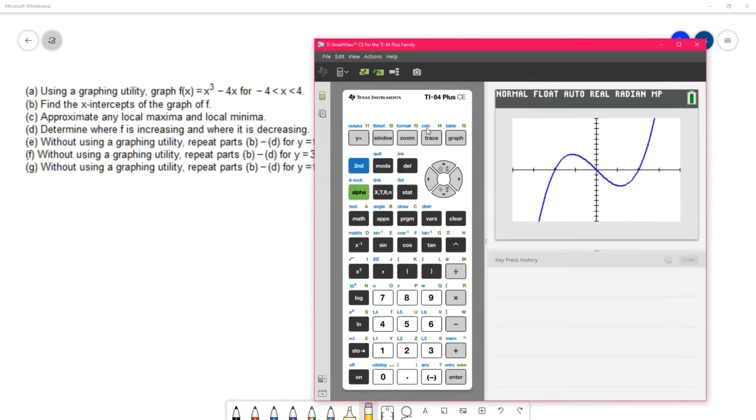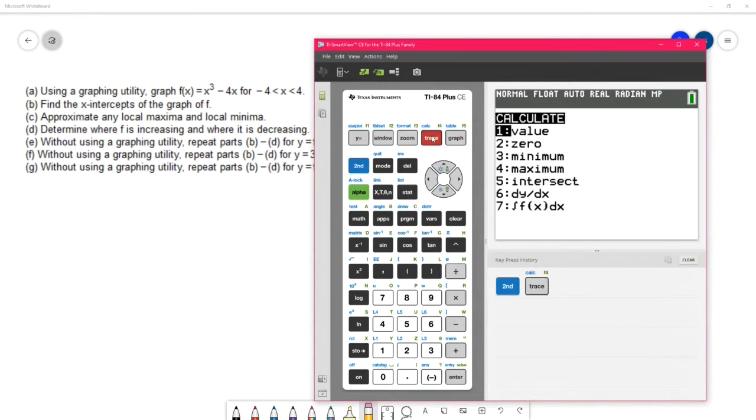So your calculator has a feature in the calc menu. So let's go second trace to get in that calc menu. And this number 2 here is titled zero. And a zero of a function is also the x-intercept of the function. So we're going to be able to find our x-intercept by using this right here. So we'll go down to number 2.